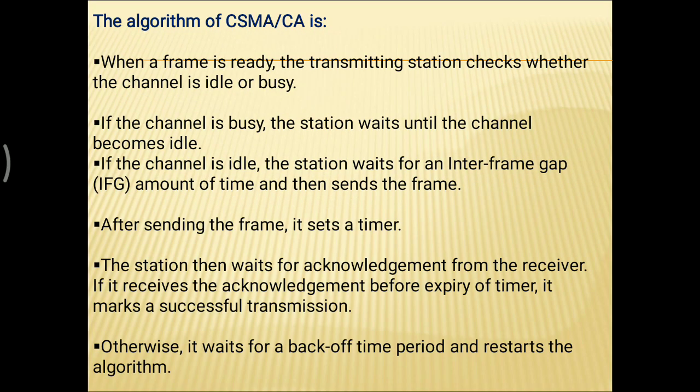Now, let us go for the algorithm of CSMA-CA. When the frame is ready, the station checks whether the channel is idle or not. If the channel is busy, the station waits until the channel becomes idle, that means free. If the channel is idle, then the station waits for the interframe gap, that is interframe space, IFS.